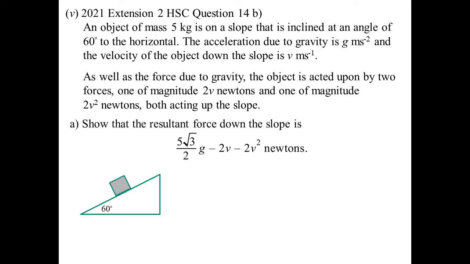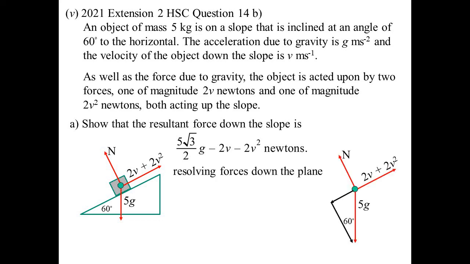Okay, so there's my object sitting on a slope of 60 degrees. There's good old Bob. Force due to gravity, 5g. Up the slope, I'll just combine them into one resultant force, and I'll say it's 2v plus 2v squared. It's in contact with the plane, so there would be a normal force as well. So, okay, they're my 3 forces.